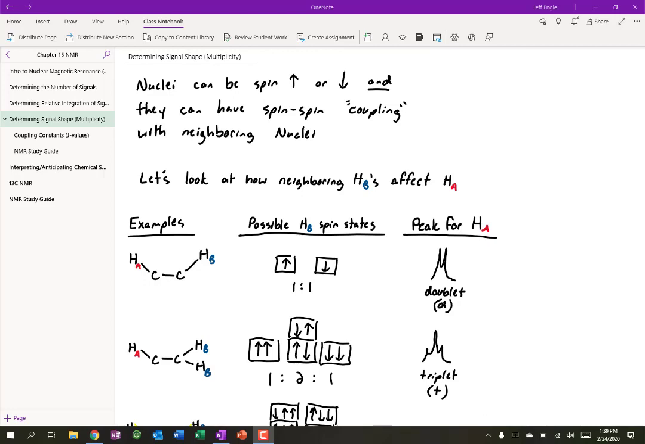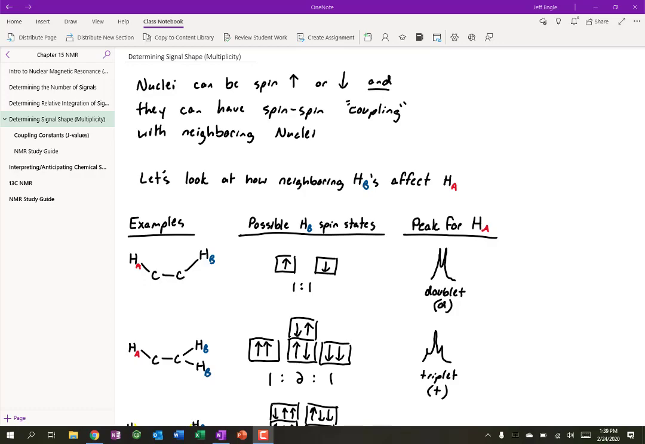All right, so yesterday, or not yesterday, Friday, we talked about signal splitting in NMR, specifically with proton NMR. We don't really see signal splitting in carbon-13 NMR, at least not using traditional experiments, and we'll talk about that later. But for right now, we'll focus on splitting for proton NMR.